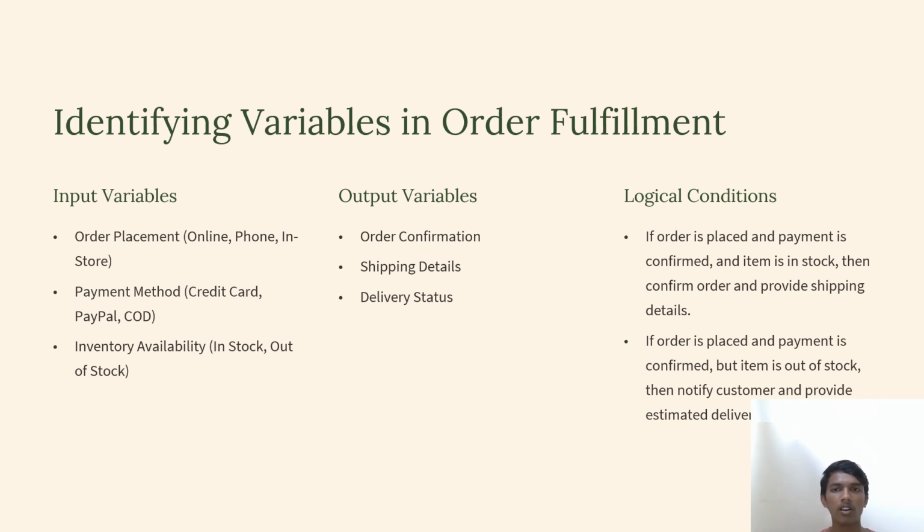Identifying variables in order fulfillment. Input variables: order placement, payment method, inventory availability. Output variables: order confirmation, shipping details, delivery status.